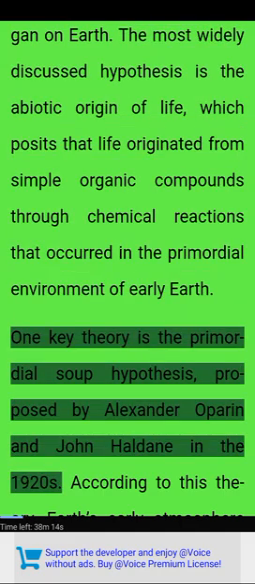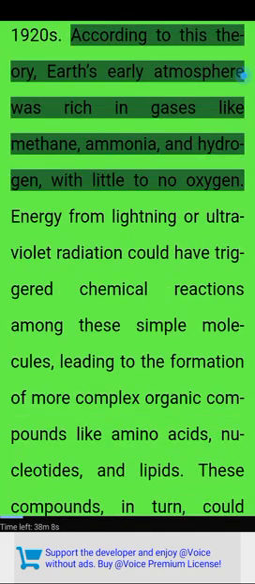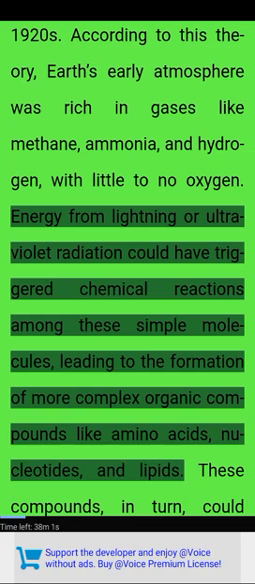One key theory is the primordial soup hypothesis, proposed by Alexander Oparin and John Haldane in the 1920s. According to this theory, Earth's early atmosphere was rich in gases like methane, ammonia, and hydrogen, with little to no oxygen. Energy from lightning or ultraviolet radiation could have triggered chemical reactions among these simple molecules, leading to the formation of more complex organic compounds like amino acids, nucleotides, and lipids.